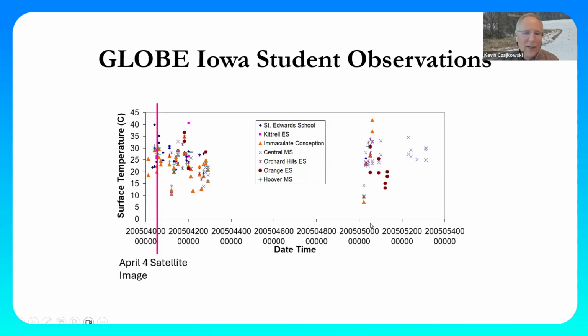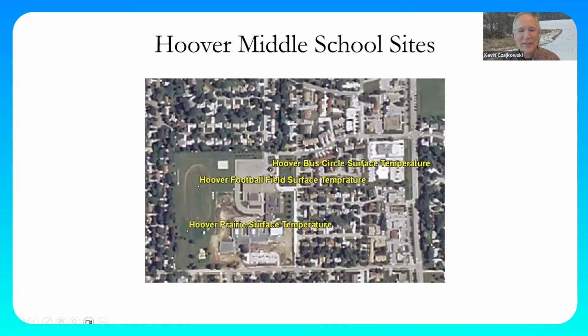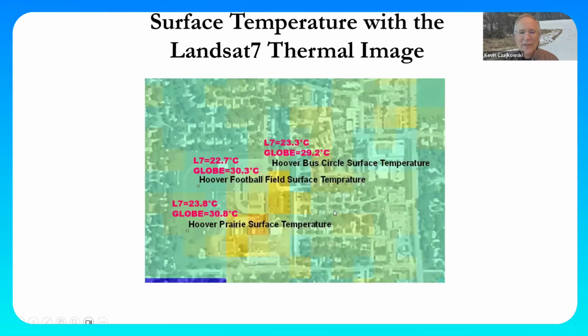All right, let's see. Oh, and then we were trying to connect it with satellite overpasses. Now, this is Landsat in particular. This is important because as I was reviewing this stuff, I was like, oh, yeah, we should do this again because we haven't done this in a while. We should do some science with this stuff. Here's one example. We have this Hoover Middle School in Iowa, and they have their football field. They did prairie measurements in their bus circle. And so this is the Landsat image. You can see orange is warmer. So the school itself is warmer than the surrounding area and the neighborhoods. And then the sports fields are cooler.